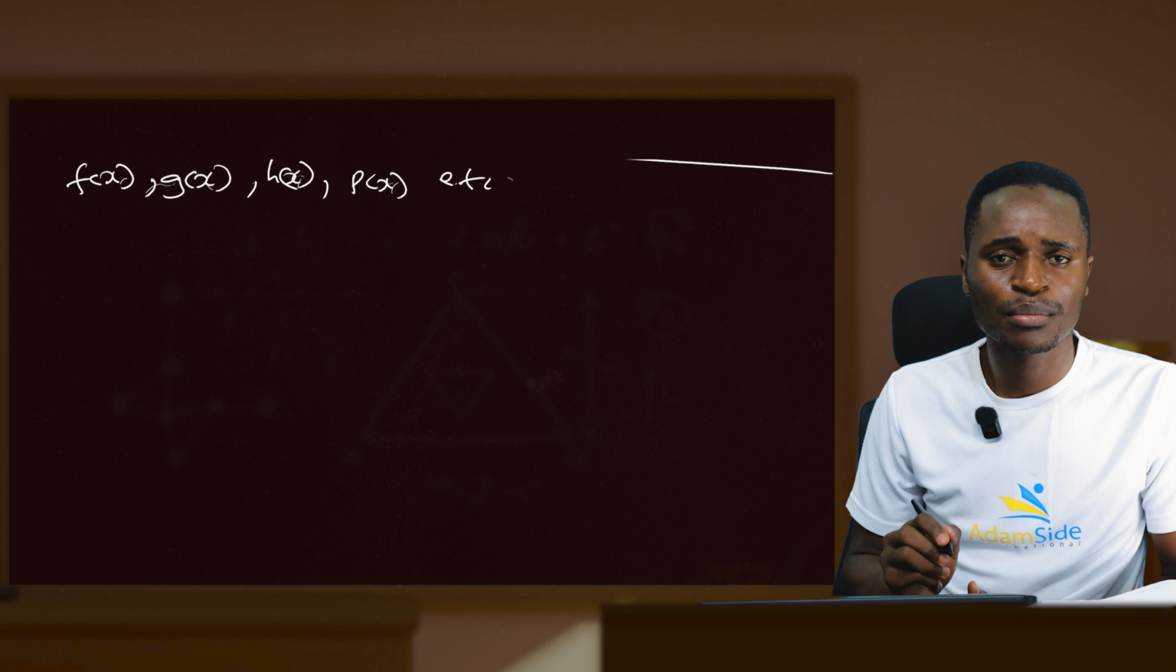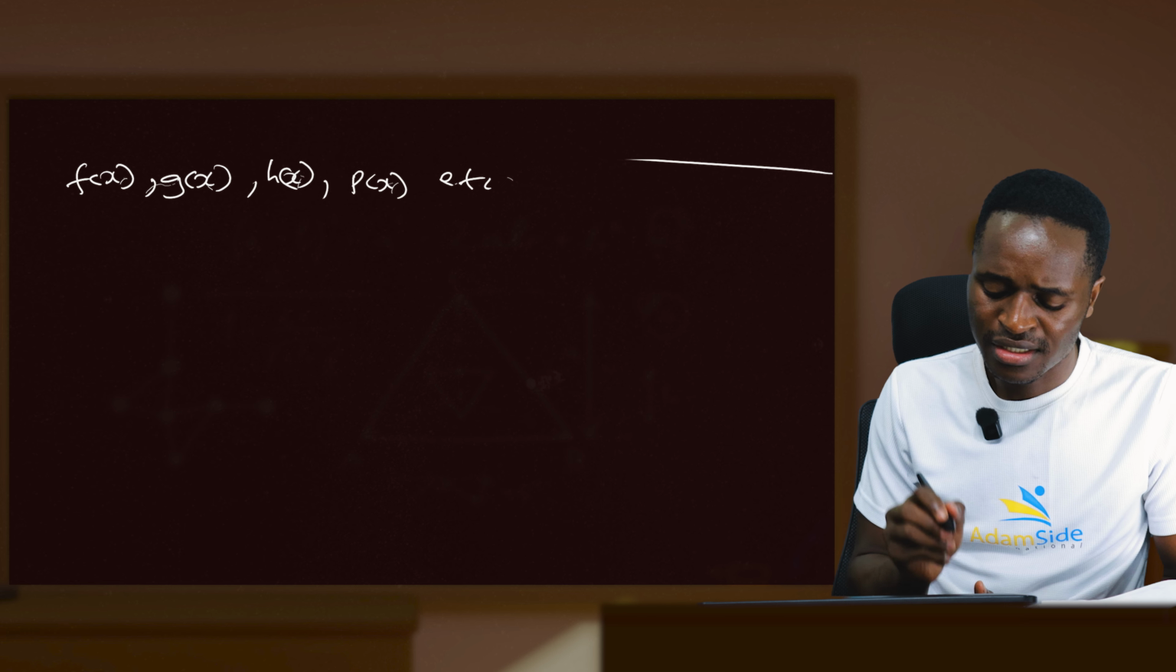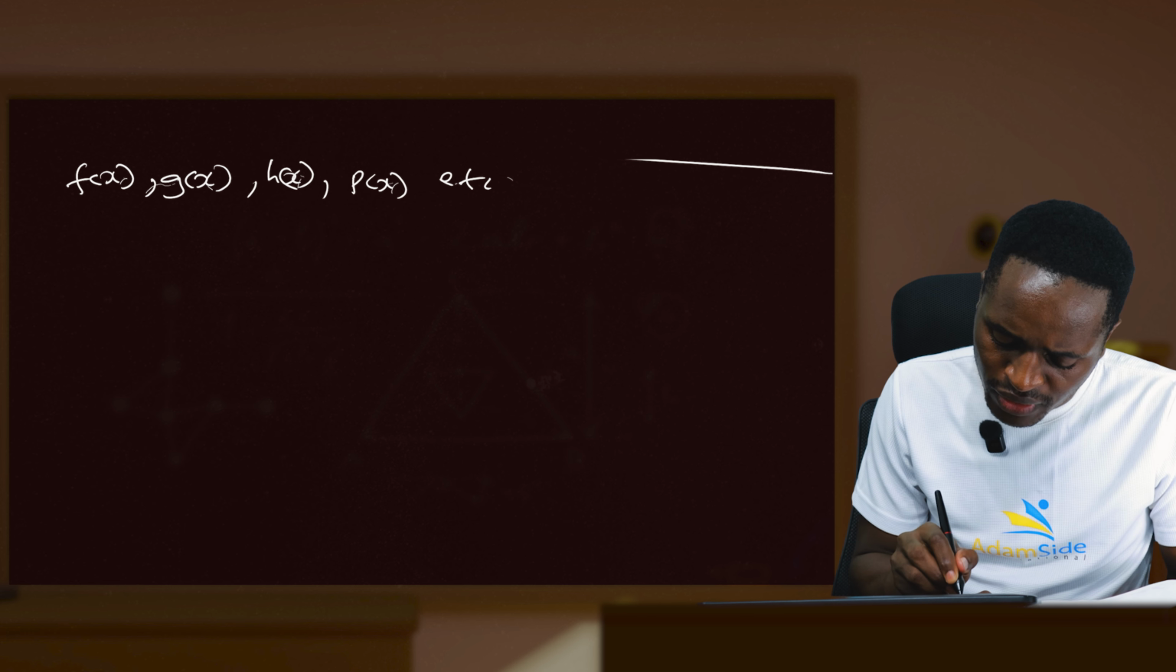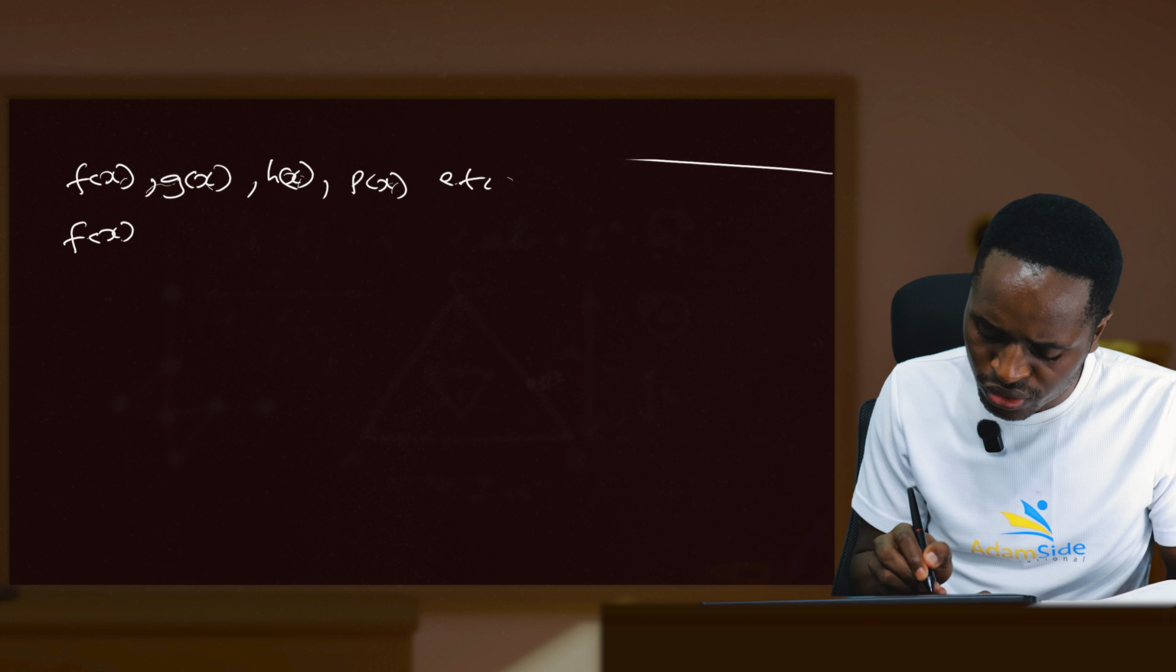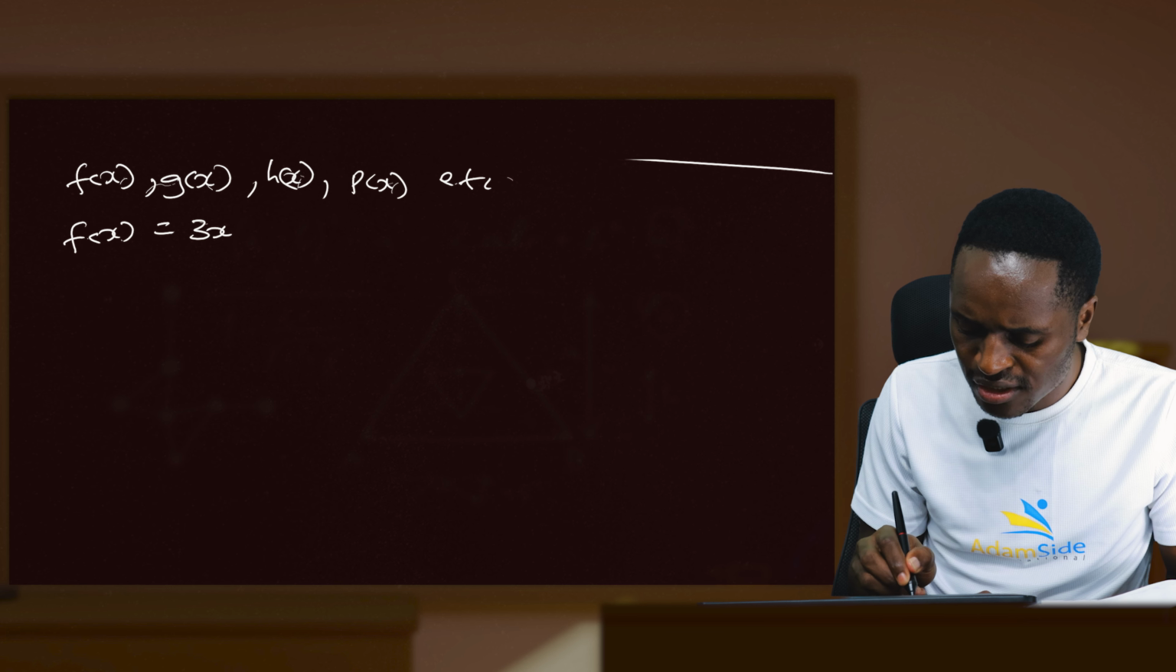This is how functions are named. And how are they represented? A function can be represented in this form: f of x is equal to 3x plus 4.